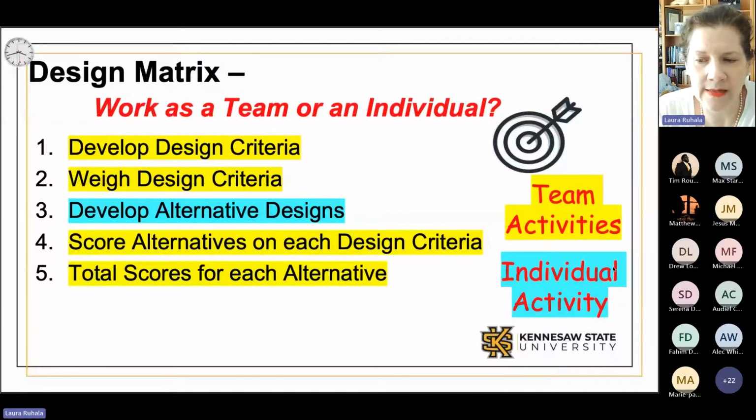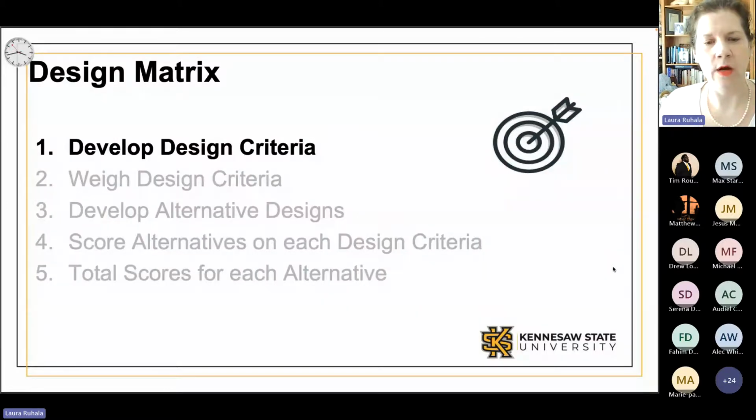So when I say team activity, what I mean is you are together, either on video, on a phone call, in person, ideally. You are together, you are discussing each thing, okay? So I just wanted to define, what do I mean by a team activity? That's what I mean by a team activity. Okay, so the design matrix, these are the steps. Now I'm going to go through, as I said, each one of these in some detail. So the first step, developing the design criteria.